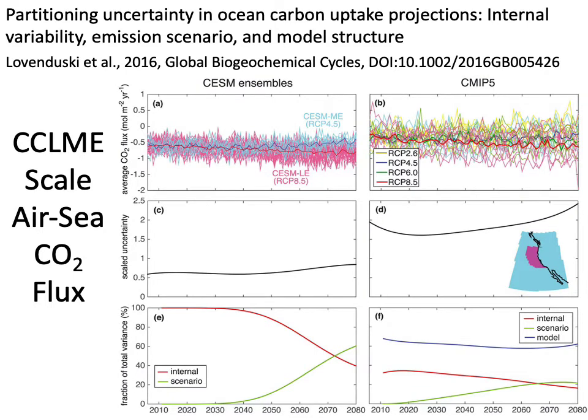However, when you move from the global scale to the regional scale, in this case, the California Current Large Marine Ecosystem, you see that uncertainty remains throughout the century in the response of this system under climate change forcing, as internal variability in the system and model structural uncertainty prevent easy identification and attribution of carbon fluxes within these models.